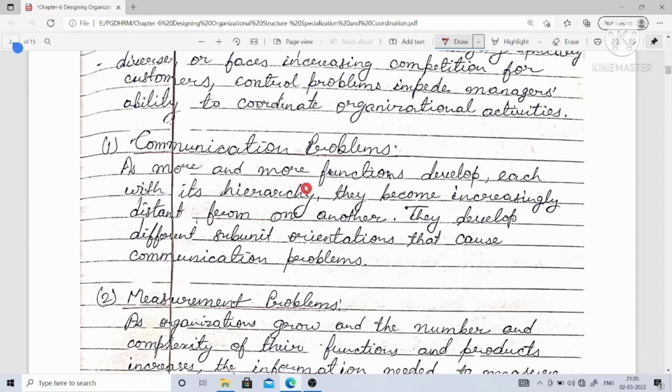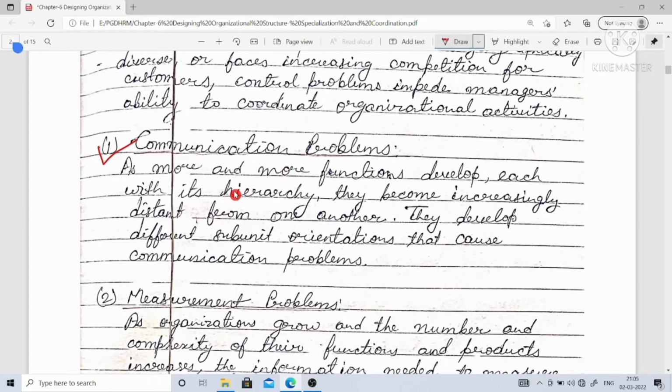Here, more means when many functions are going to develop, each with its hierarchy, so many functions are going to develop, then each function will have its own hierarchy. Then in that case those functions will become distant from one another, and that will cause different subunit orientations. It means the different functions will develop different subunit orientations that may cause communication problems. So that is the first one, communication problem.